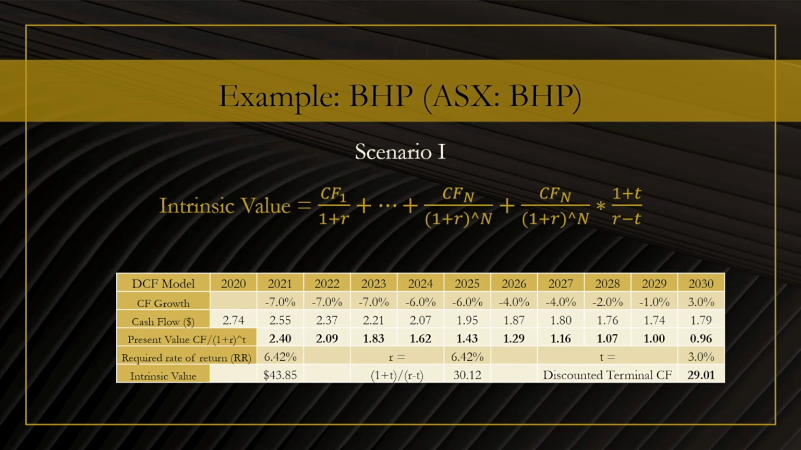However, let's now look at two more scenarios where the growth rates are different, more optimistic. So here I have allowed the cash flows to decline at a softer rate and start growing already in 2025. The intrinsic value of these assumptions is much higher. It becomes 67.80.